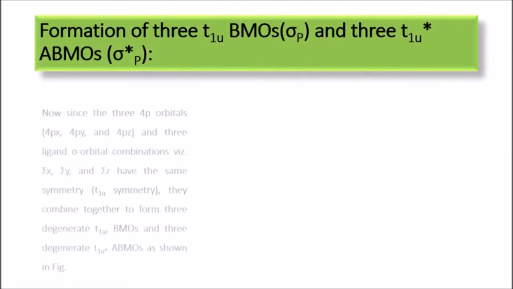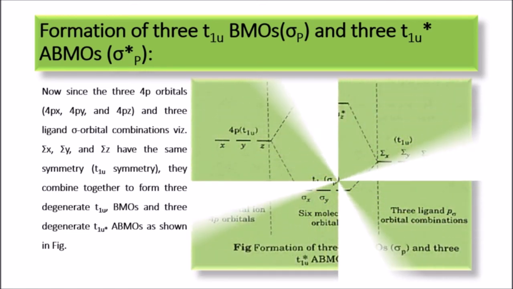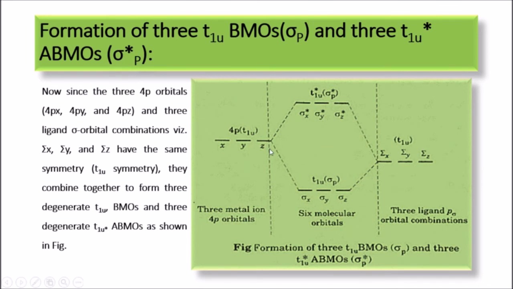So this overlapping will result into bond formation. Now since the 3 4p orbital and 3 ligand sigma orbitals combine together to form T1U symmetry, T1U BMOs and T1U star ABMO, we can see here in the figure. Here also you can see that the atomic orbital of central metal ion, that is 4p, is higher energetic compared to LGO, p sigma orbital of ligand group.